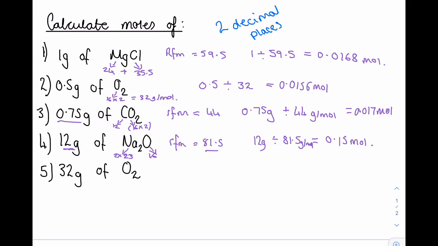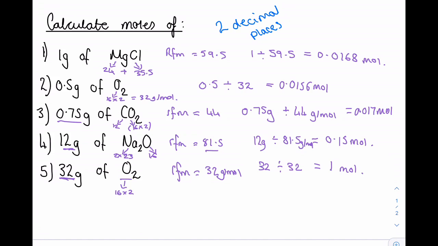Final last one, 32 grams of oxygen, O2, so that would be 16 times 2, so your RFM equals 32 grams per mole. You're going to do your mass, which is 32, divided by your RFM, which is 32, which will give us 1 mole.